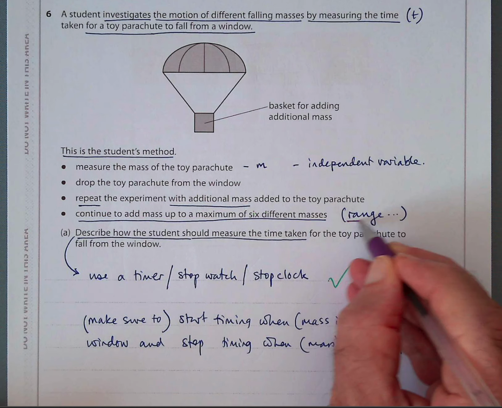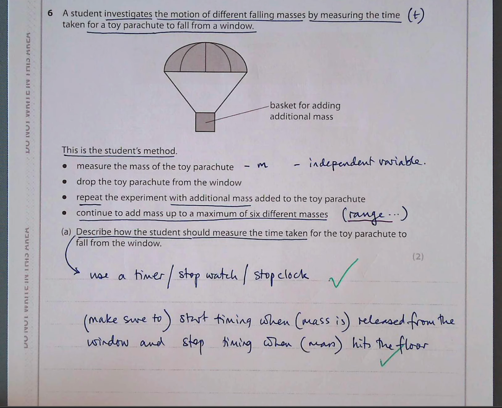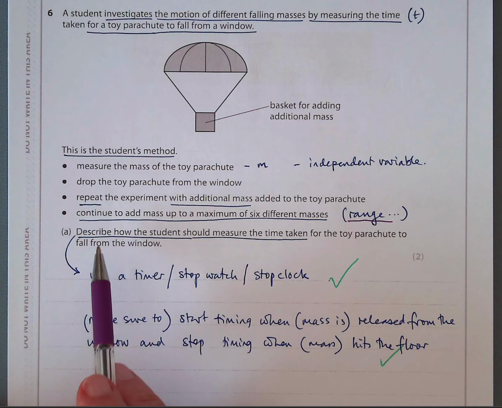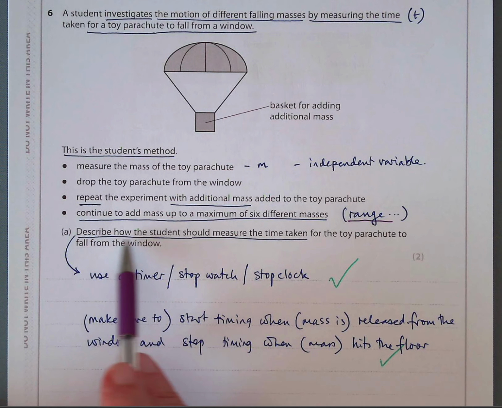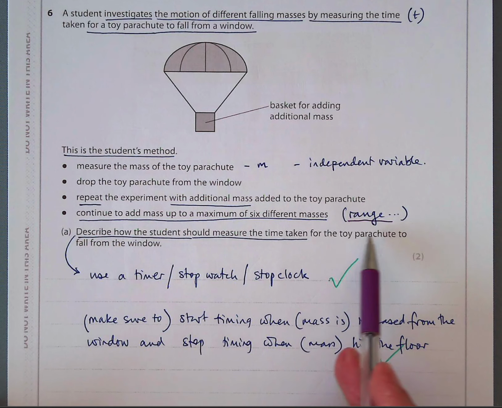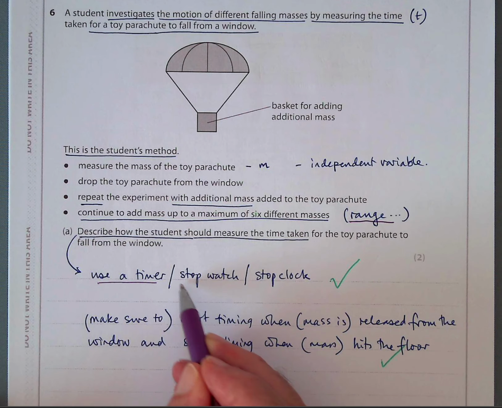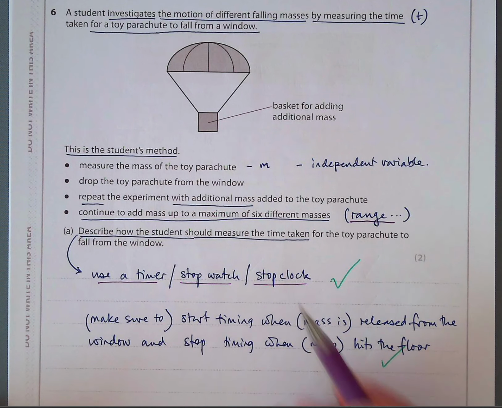So the range of data you're using is 6 different values to get a good graph, for example, if you're going to put mass against time. Describe how the student could measure the time taken for the toy parachute to fall from the window. Well, obviously he's got to use a timer of some kind, like a stopwatch or a stop clock. As long as you say that, you get 1 mark.